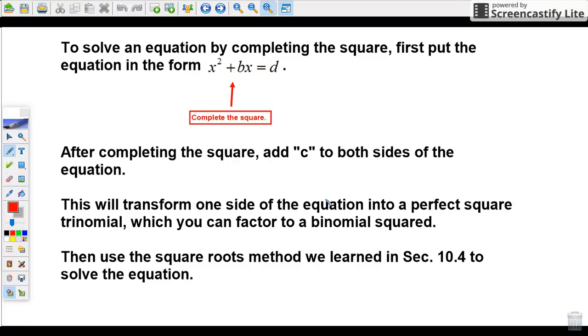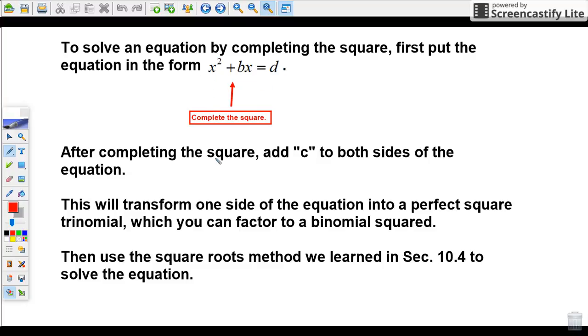We've already talked about the method of completing the square, where you take half of b, you square it, and that gives you the c value. To solve an equation, first of all, it has to be in this form: x squared plus bx equals some number d.